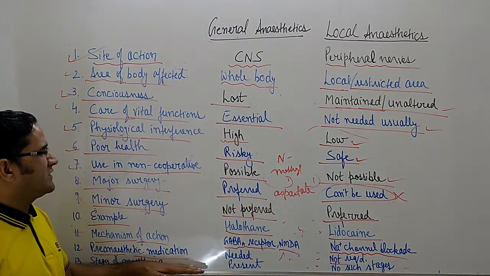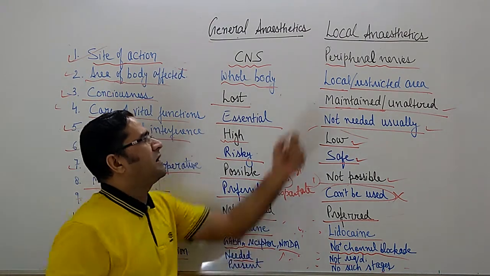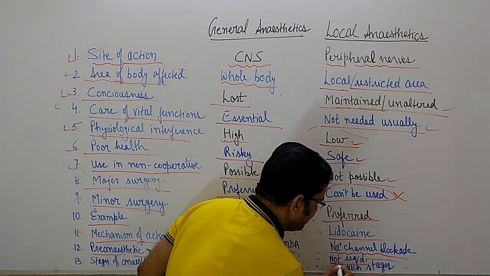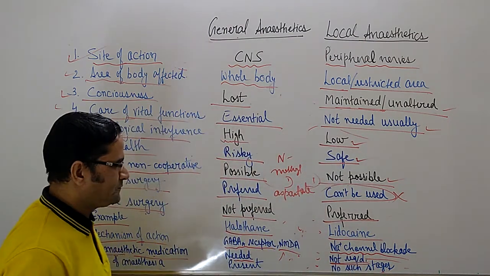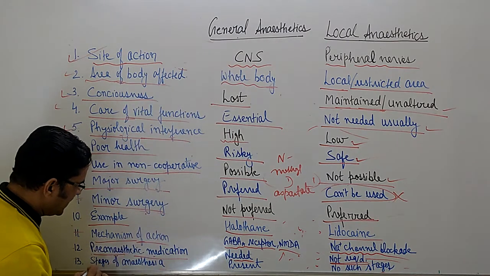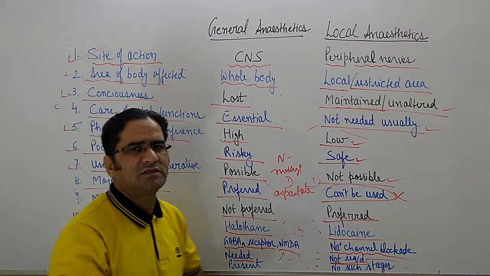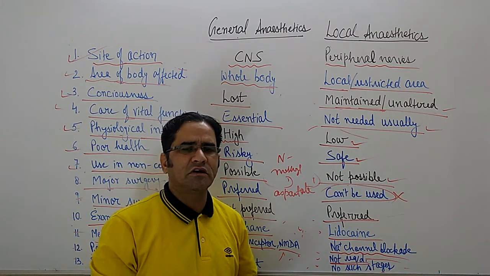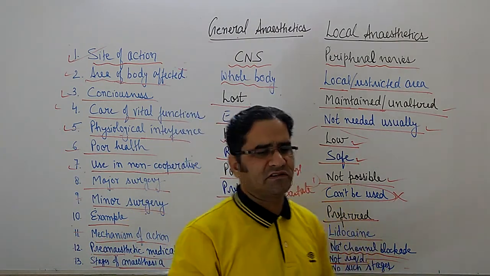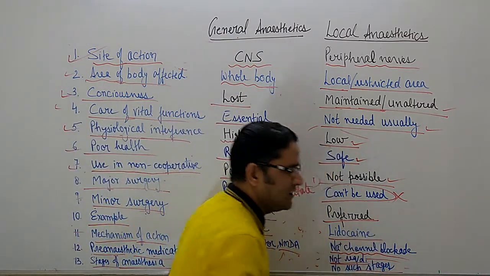Now, pre-anesthetic medication is needed in general anesthesia. But when we are using local anesthetics, there is no need of pre-anesthetic medication, meaning it is not required. Next difference, if we are using general anesthetics, there are different stages of anesthesia involved. Four stages are there: stage of analgesia, stage of delirium, stage of surgical anesthesia, and stage of medullary paralysis. But if we talk about local anesthetic, no such stages are involved.